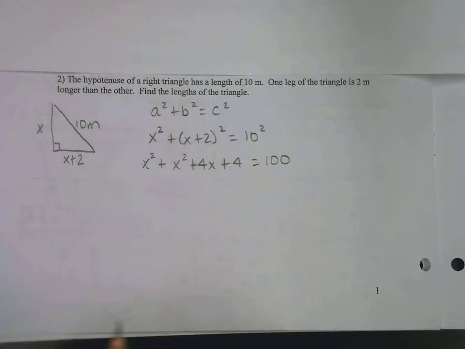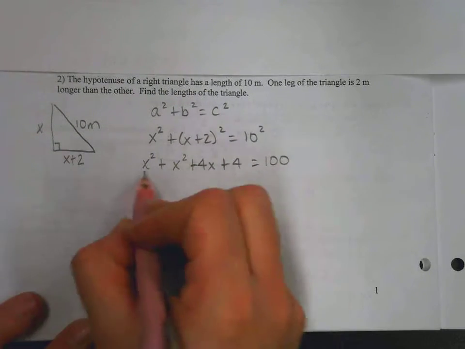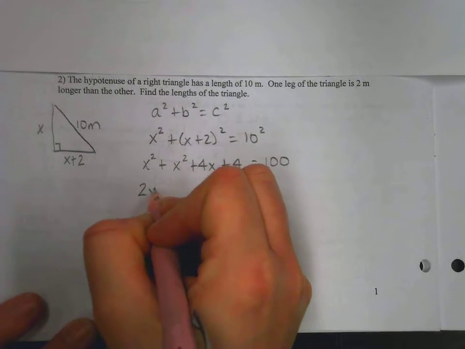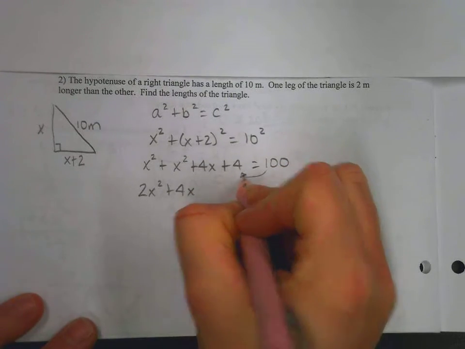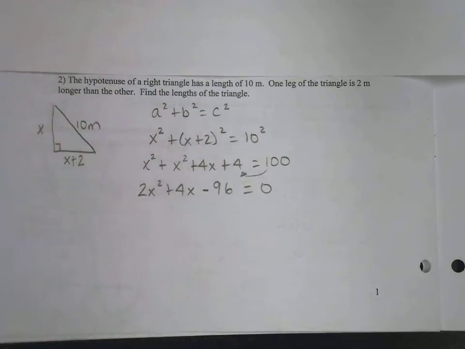Okay, so I'm going to collect my like terms. At the same time, I'm going to make my equation equal to 0 because I have a quadratic equation, so we need to make it equal to 0. So I have 2x squared plus 4x. If I bring 100 to the other side, this is going to become minus 96 equals 0.